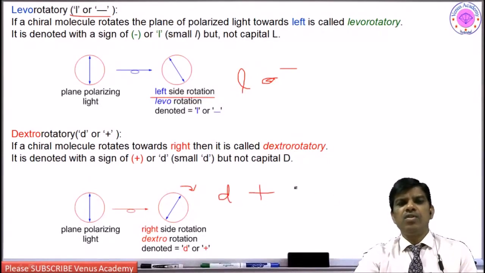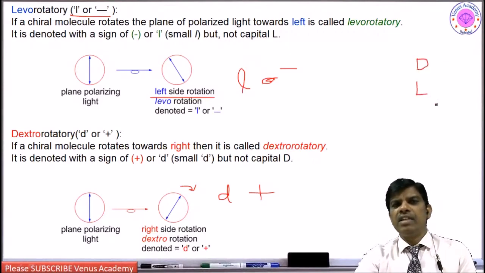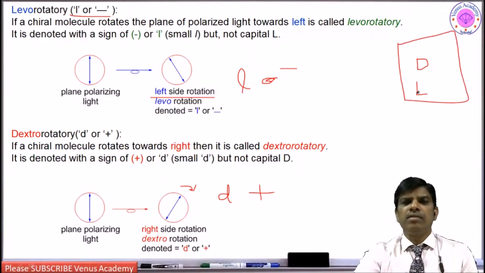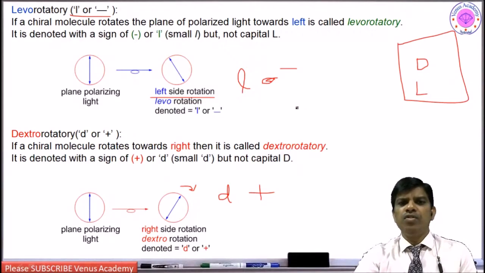Yes, students. So don't confuse capital D and L with small d and l. Capital D and L are different notations given for Fischer projections. Don't confuse these capital D and capital L with small l and small d. Usually small l and small d are used, though rarely nowadays. You can write it as a minus or plus sign.